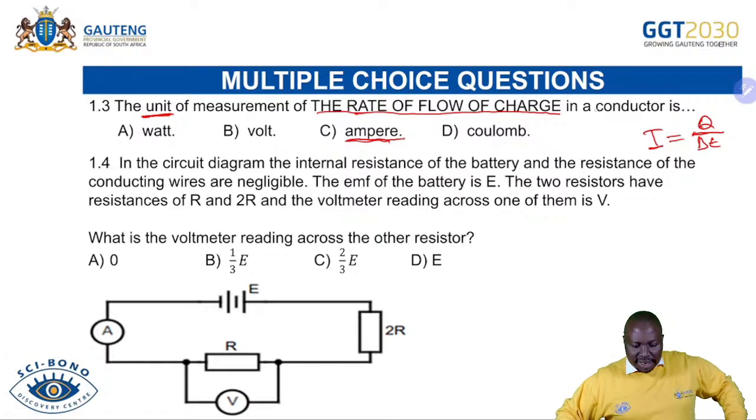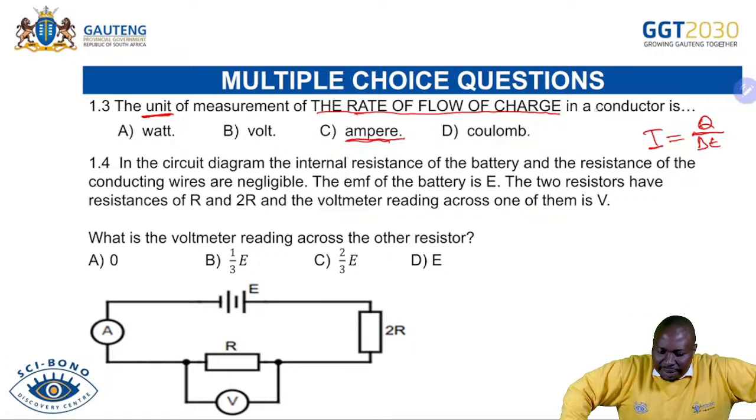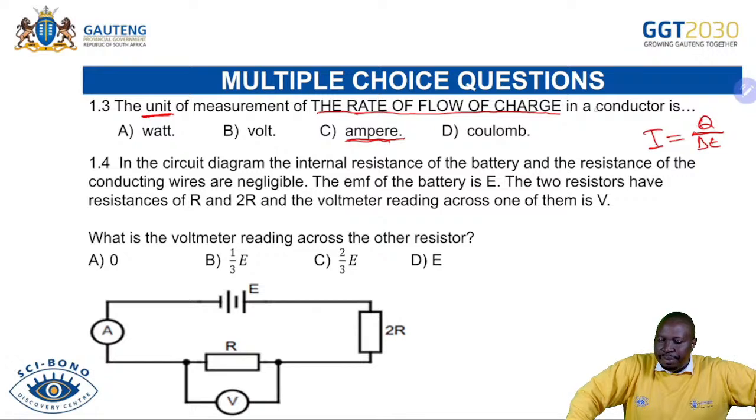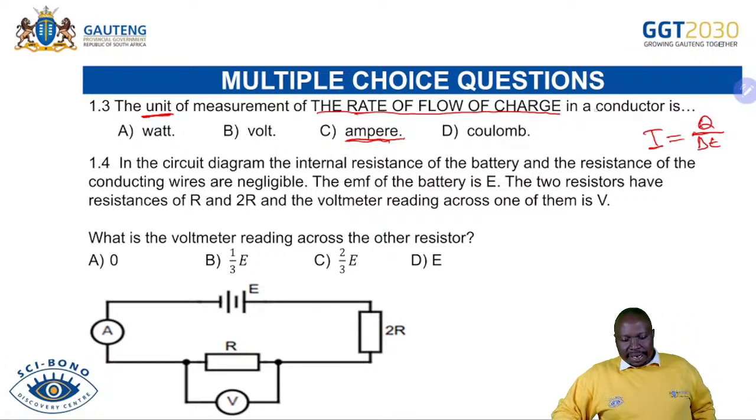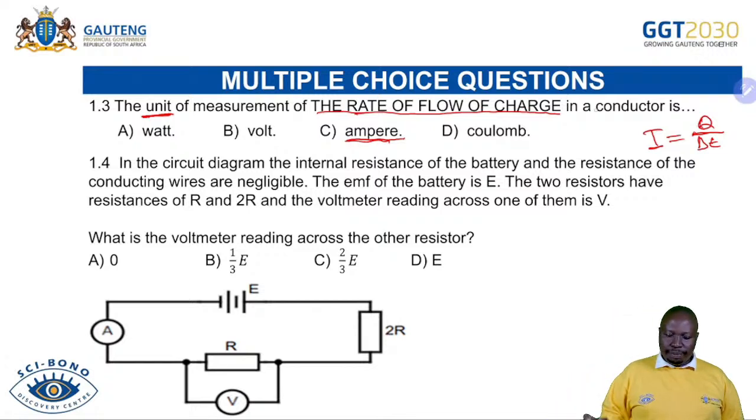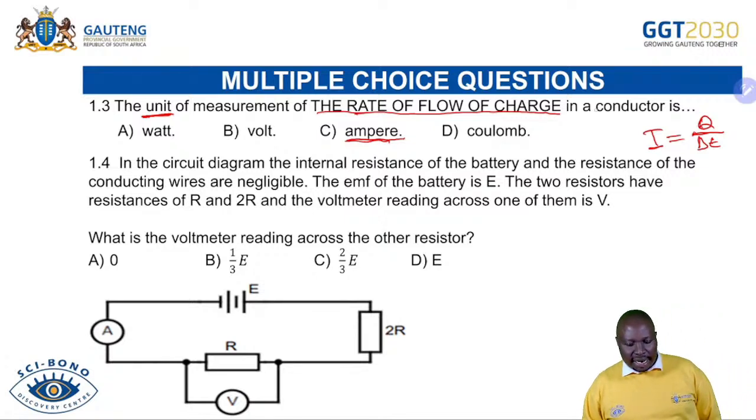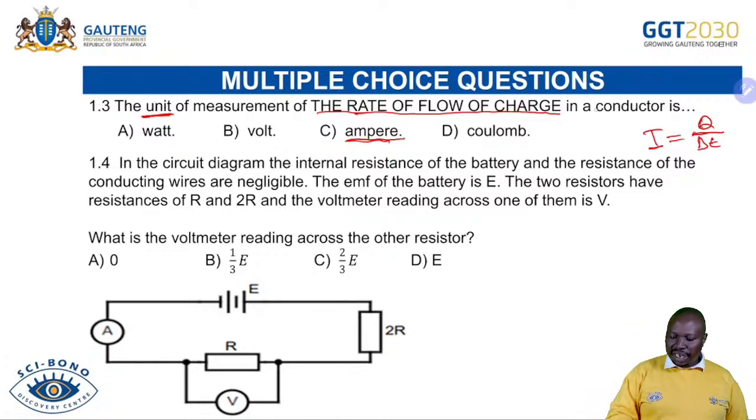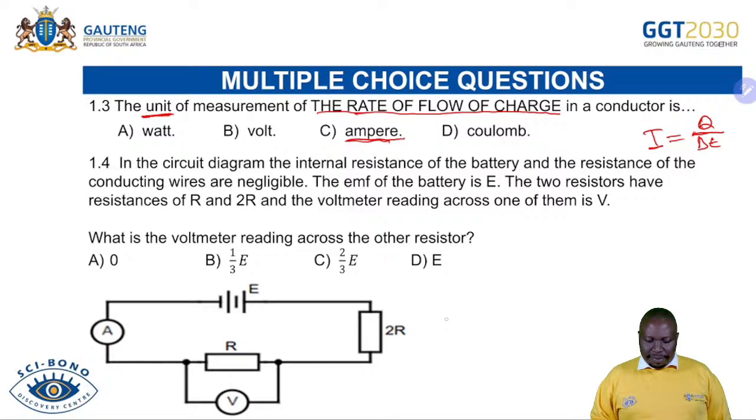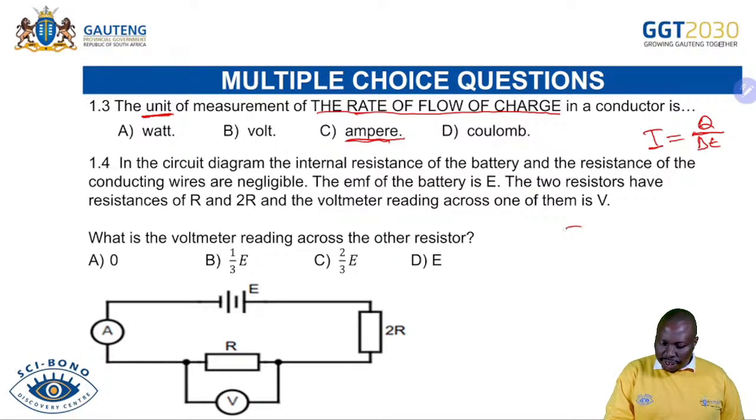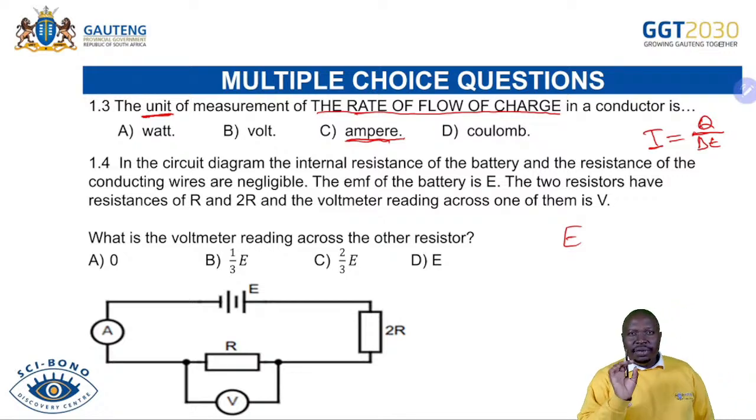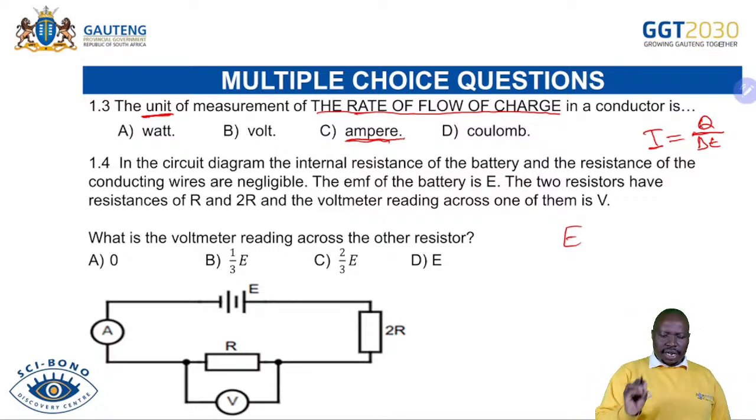Now, in the second diagram, the internal resistance of the battery and the resistance of the connecting wires are negligible. So we're saying there is no internal resistance, meaning that the potential difference that is coming out here is the same as our E. So E is the total, and then that E is going to be divided. Remember, we said immediately when we see a series connection, you must know that these are potential dividers.